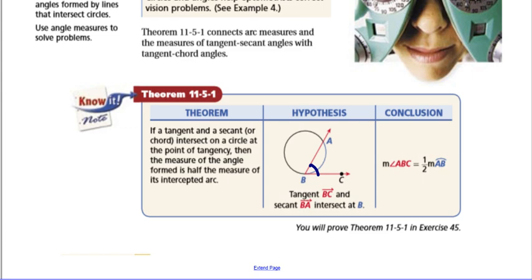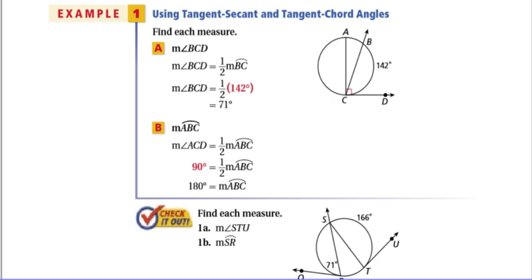Exercises about this theorem: using tangent-secant and tangent-chord angles. Find each measure. Measure of angle BCD. From the theorem, notice that angle ACD is 90. This sign means 90 degrees. But he needs BCD.